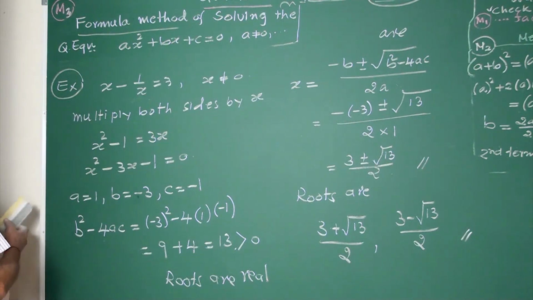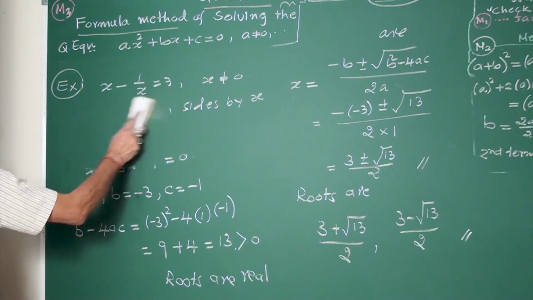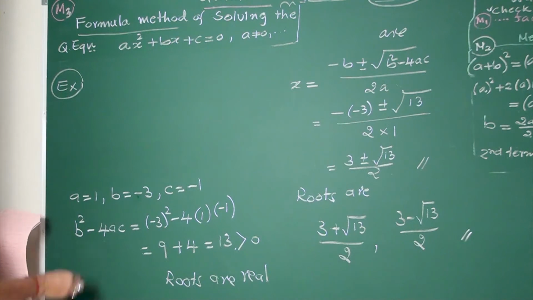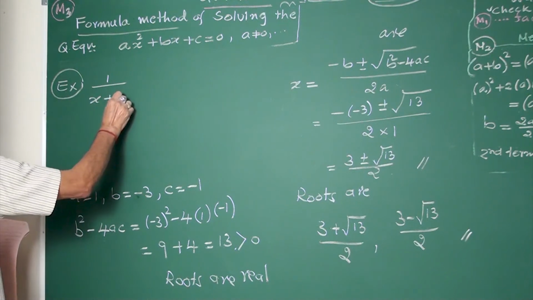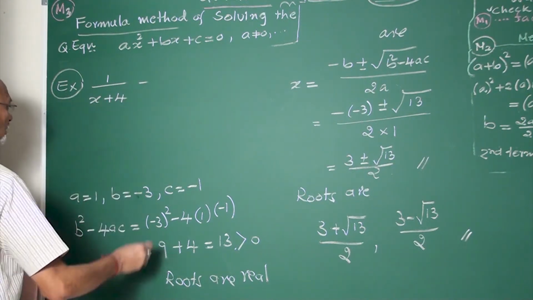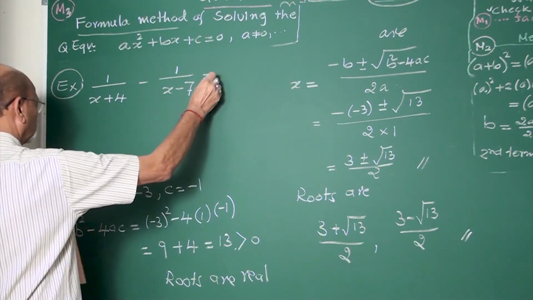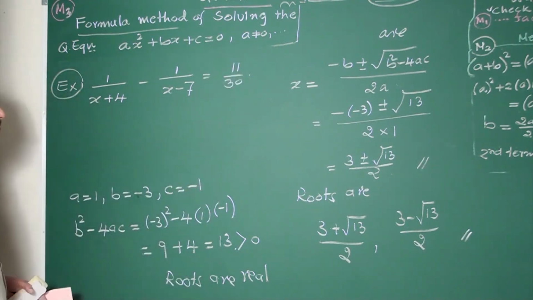Then one more is there in your textbook, my friends. It is also slightly lengthy. Simplification like this is lengthy. Next is 1 upon x plus 4 minus 1 upon x minus 7 equal to 11 upon 30. It is also there in your textbook. You have to simplify it, that's all.